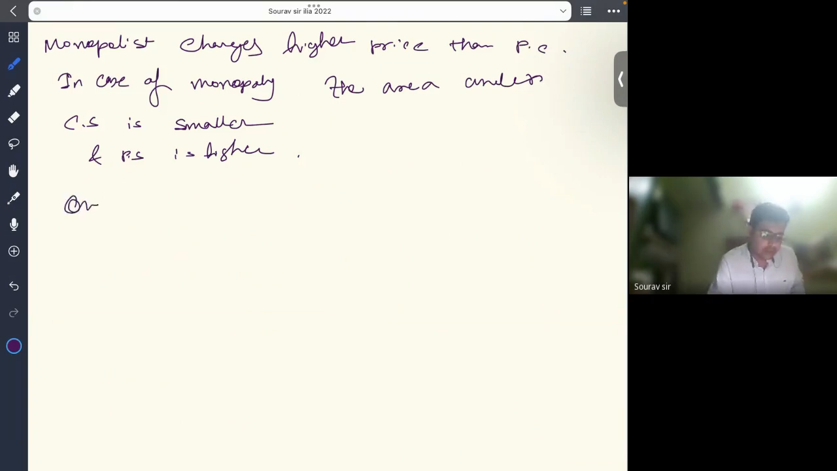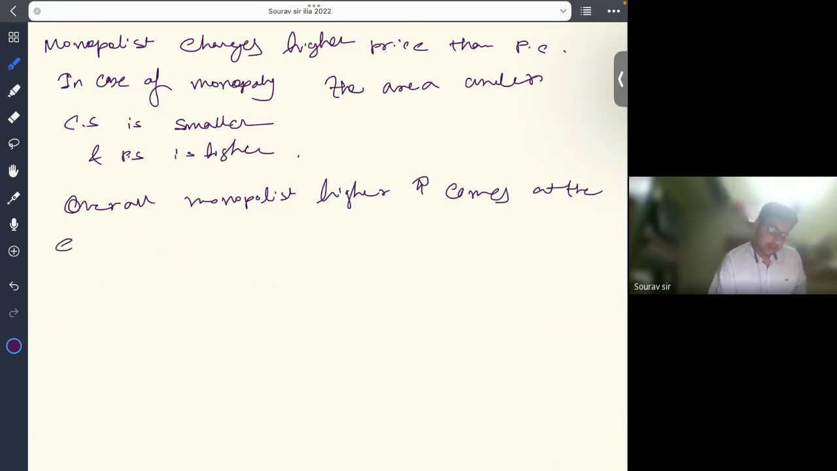So overall, the monopolist's higher profit comes at the expense of consumer surplus. This is the solution of this question.